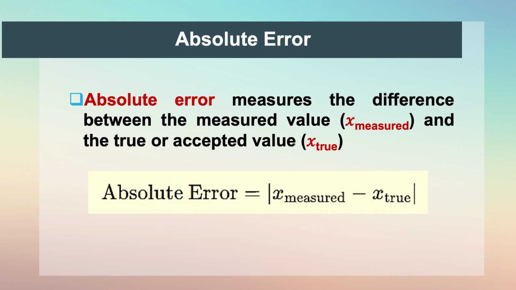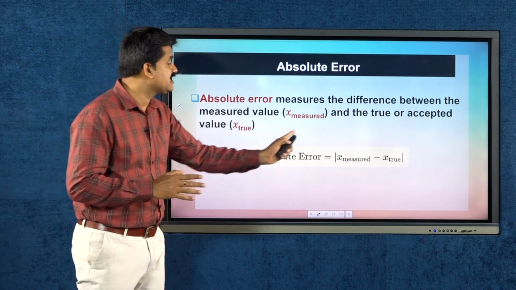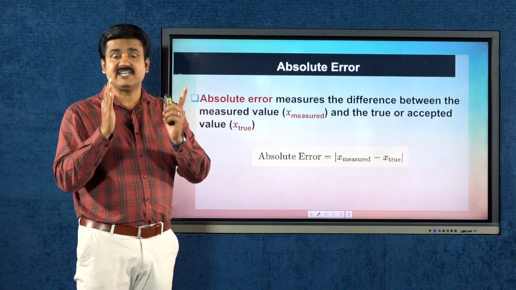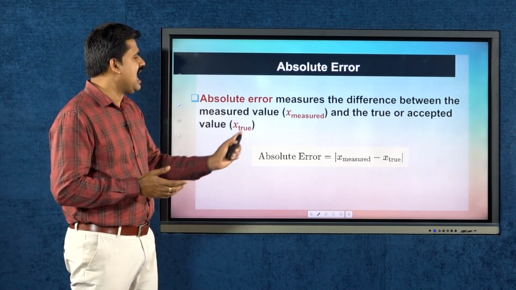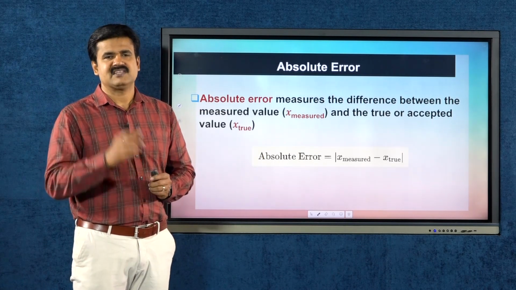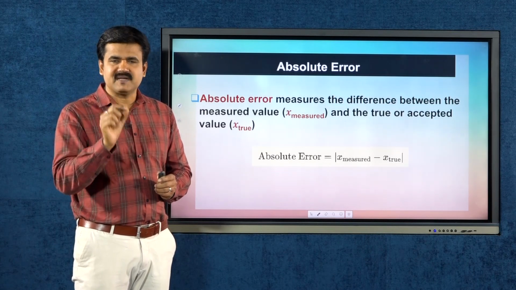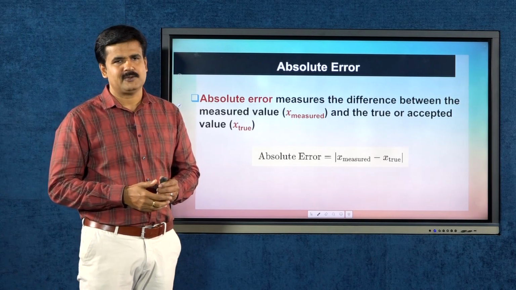Absolute error measures the difference between the measured value and the true or accepted value. X measured is the measured value, X true is the true value. Hence, the mathematical expression for absolute error is the modulus of the difference between them. We are considering only the positive quantity. That is why the quantity is placed between modulus. So, absolute error is modulus of X measured minus X true. That is, absolute error is the modulus of the difference between experimental value or measured value and the true value.